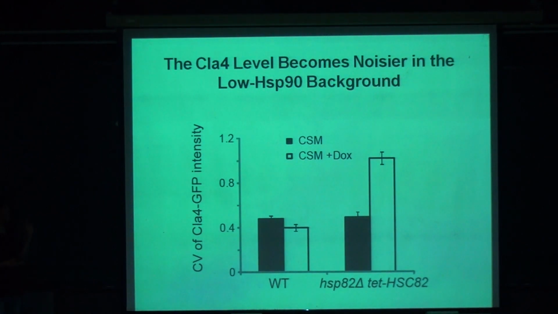And if we look at the CV value, that's the way we quantify the noise level. Looking at the whole population distribution, you can find that the low Hsp90 population has a much higher noise level of CLA4. So this gives us the first idea: in the low Hsp90 population, the CLA4 protein level becomes very noisy.